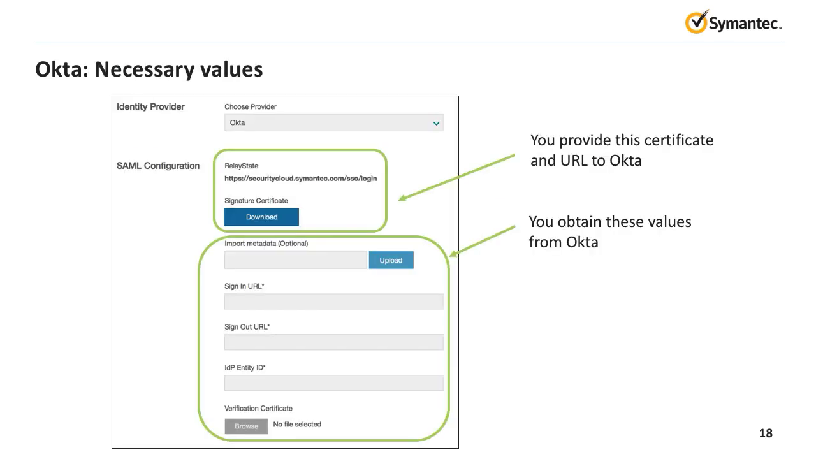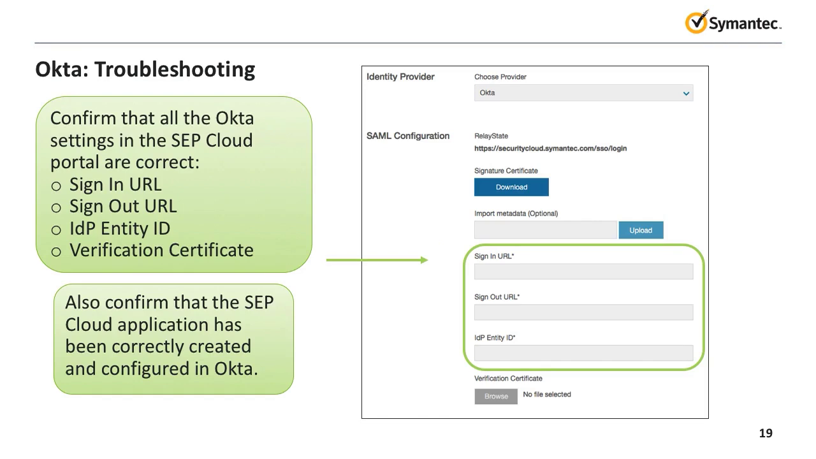In general, setting up Okta involves generating a new certificate, configuring SEPcloud as an application in Okta, and then establishing communication between Okta and SEPcloud using specific information. Like other SAML configurations, the first step of troubleshooting is to determine that all Okta settings in the SEPcloud portal are correct: sign-in URL, sign-out URL, IDP Entity ID, and verification certificate. Also confirm that the SEPcloud application has been correctly created and configured in Okta.